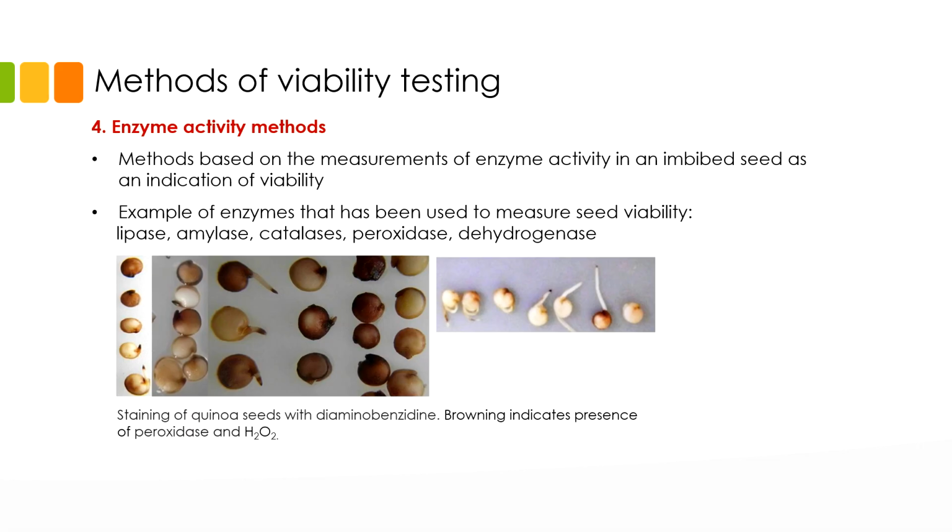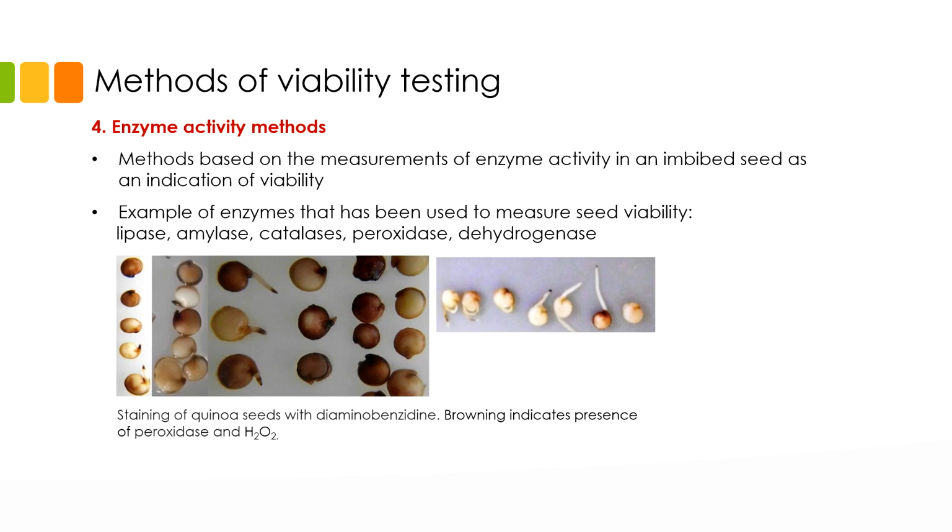Aside from the vital coloring methods, seed viability can also be assessed using the enzyme activity method. This approach is based on measuring the activity of specific enzymes in imbibed seeds, since enzyme function is a reliable indicator of living, metabolically active tissues. A variety of enzymes have been used for this purpose, including lipase, amylase, catalase, peroxidase, and dehydrogenase. Recall that amylase is an enzyme necessary for the breakdown of starch, while lipase, catalase, peroxidase, and dehydrogenase are involved in the breakdown of stored fats in seeds.